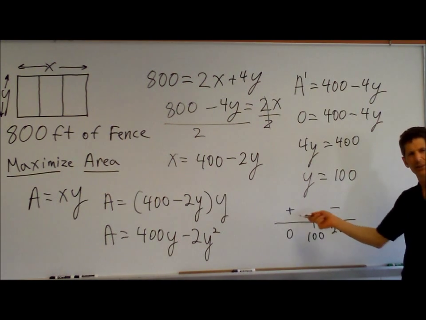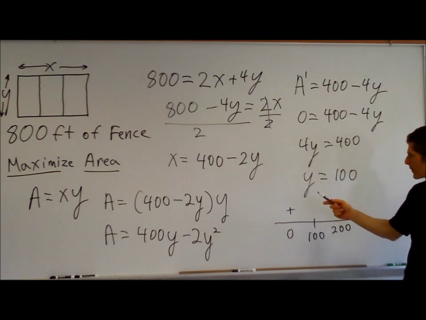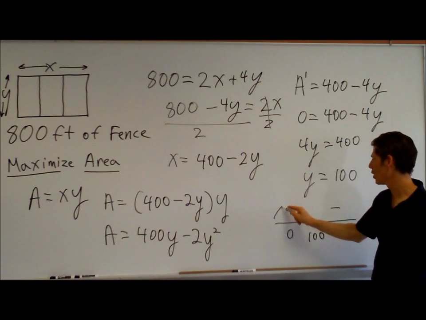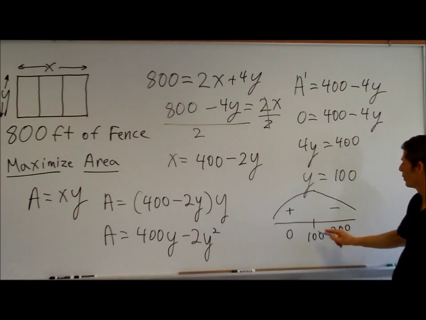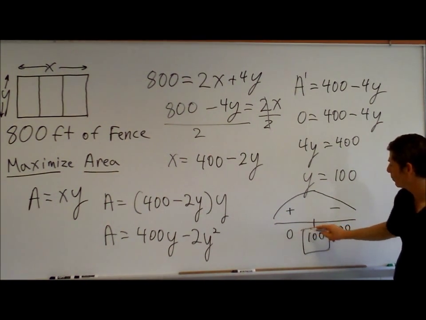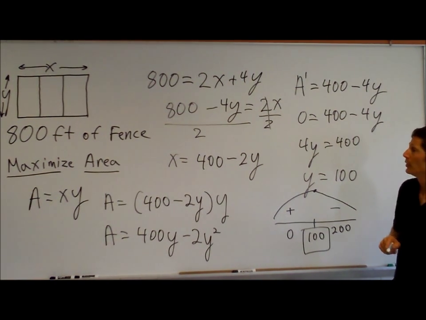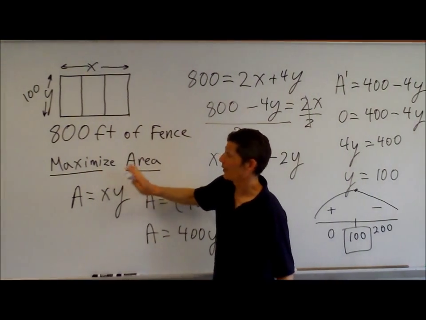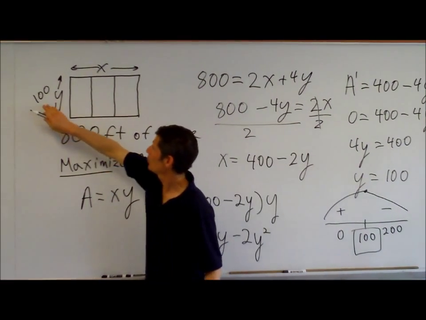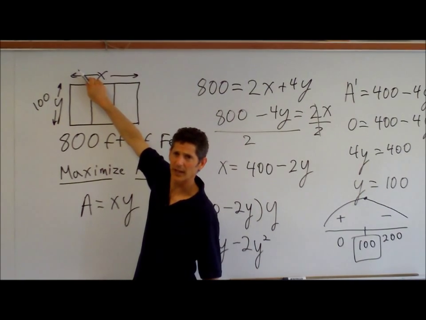So what do these positives and negatives tell me again? Slope. So your original function must go uphill and then downhill. So in fact, this critical point, 100, is your maximum, which is what I was looking for. So if I want to maximize the area, let's go back to this. I found y, but let's find x, because I actually want the dimensions.